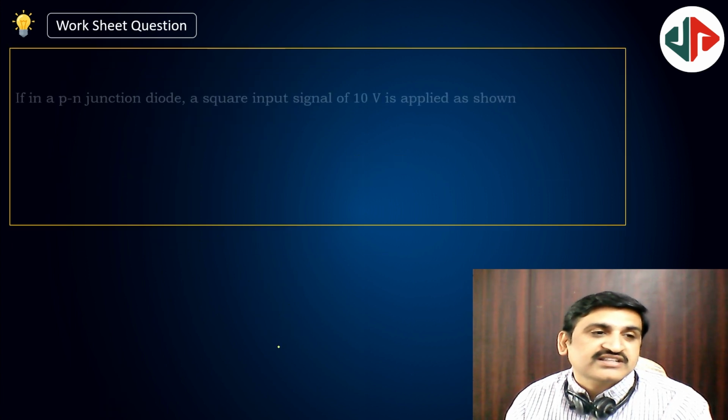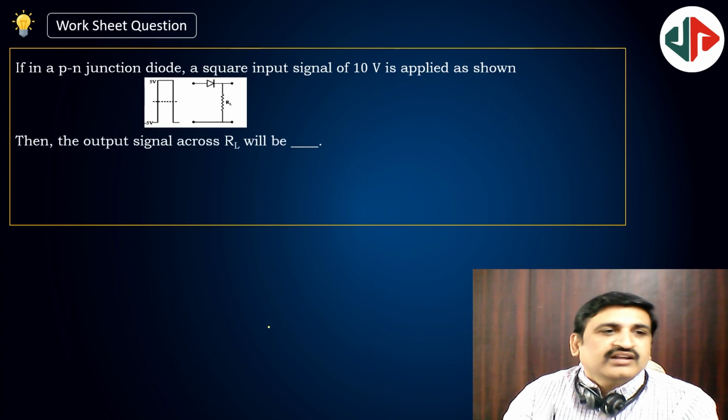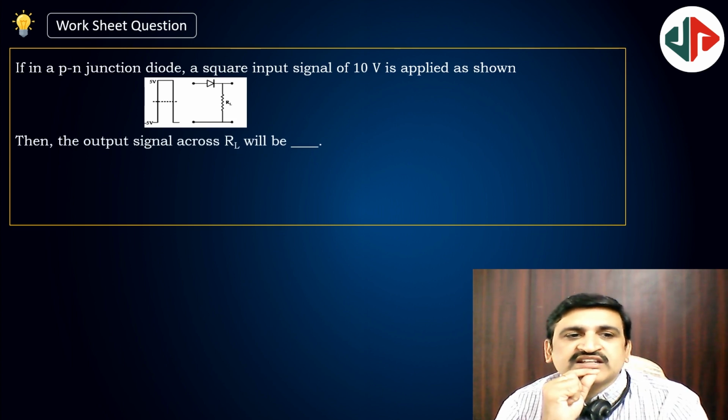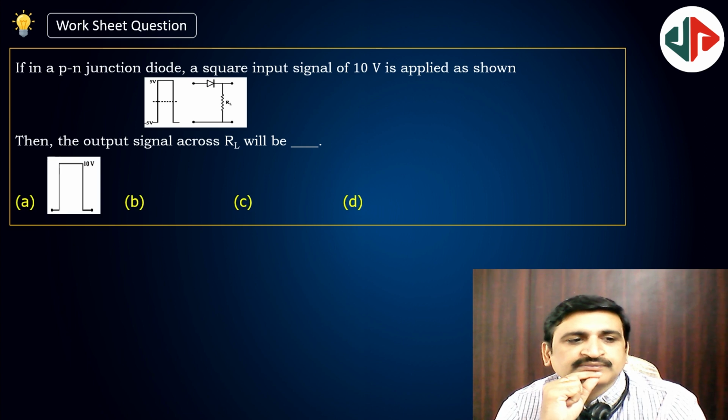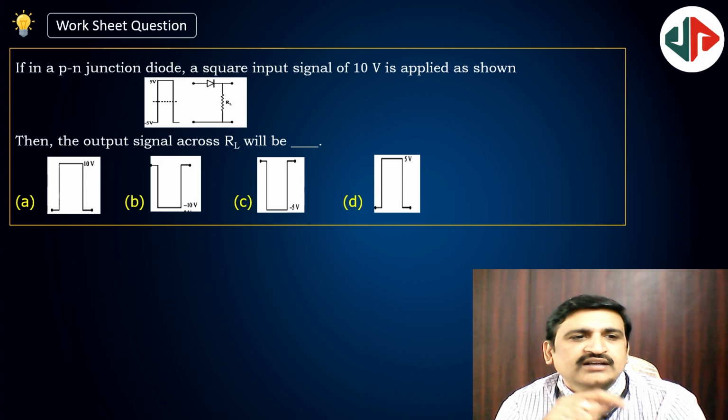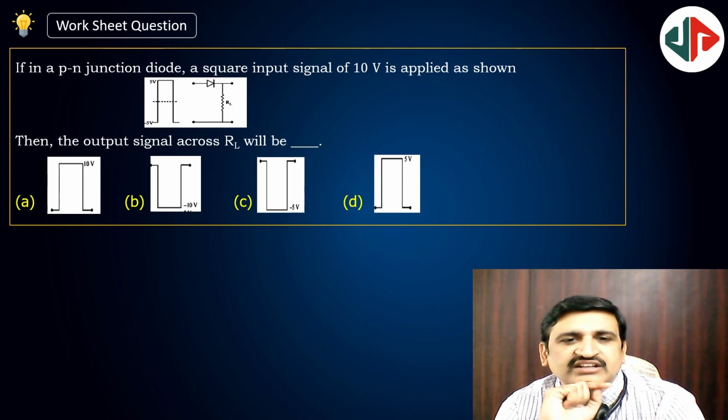In a PN junction diode, a square input signal of 10 volts is applied. The output signal across RL will be? This is square. So the negative one is dropped, only the positive one will come. Because this is a rectifier, a half wave rectifier. So only the positive half cycle will come.